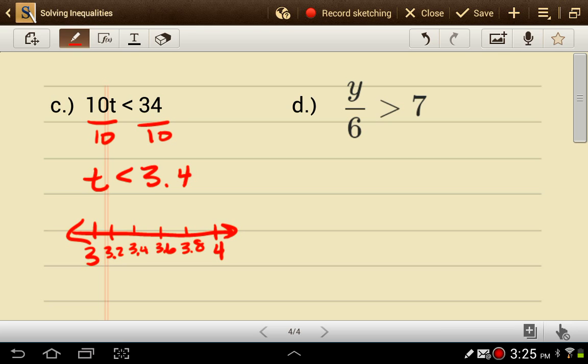So I have 3 and 4/10. So I'm going to circle 3 and 4/10. Excuse me. t is less than that. So all my numbers shaded in have to be less than 3 and 4/10. So I'm going to shade to the left.